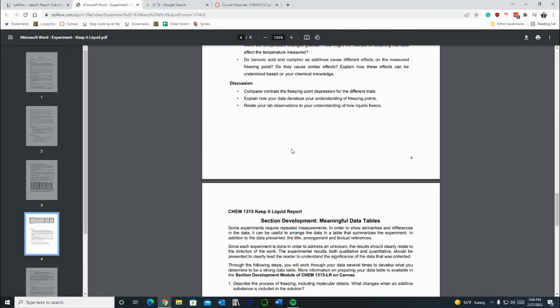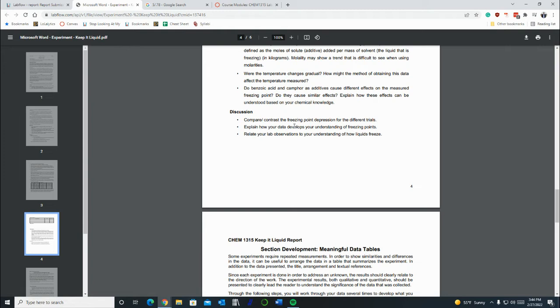So for your discussion, the first thing it's going to do is ask you to compare and contrast the freezing point depression for the different trials. So this is not something you're calculating. That's a common misconception. This is purely based off of your data that you collected. So which one had the biggest freezing point depression?